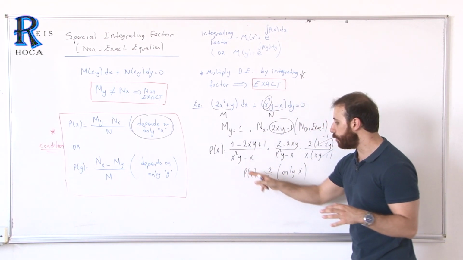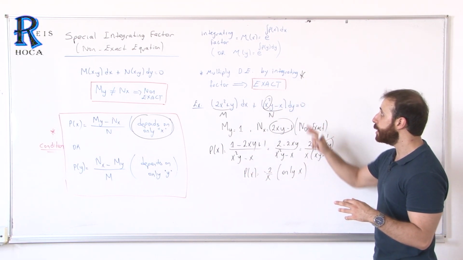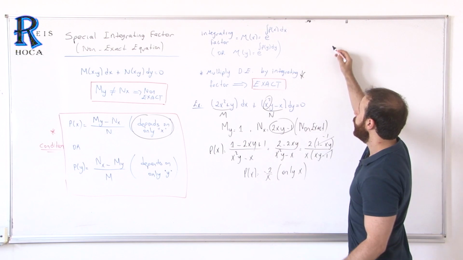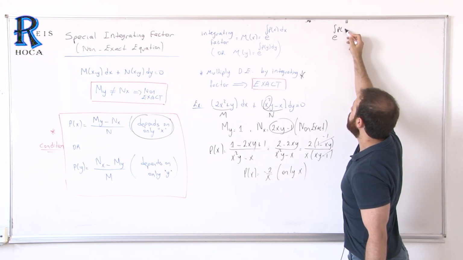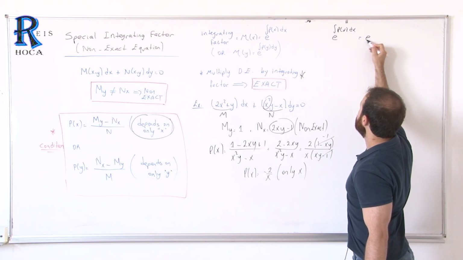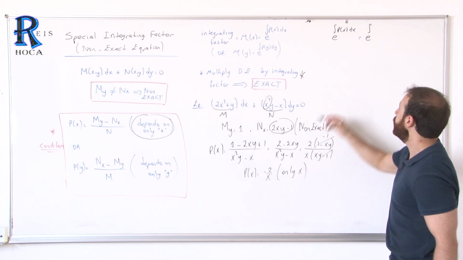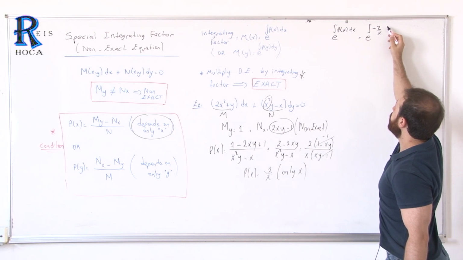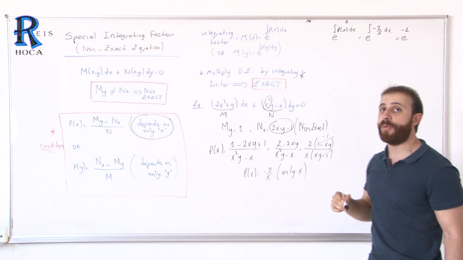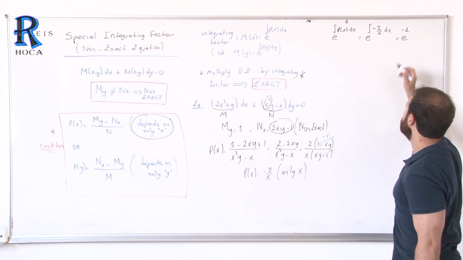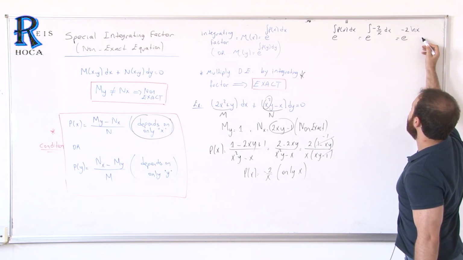Okay, so we calculate p(x). It depends on only x. Let's find the integrating factor. The integrating factor is exponential of the integral of p(x) dx, so it is e to the power of the integral of minus 2 over x dx, which is e to the power of minus 2 times the integral of 1 over x. The integral of 1 over x, we know, is ln x.